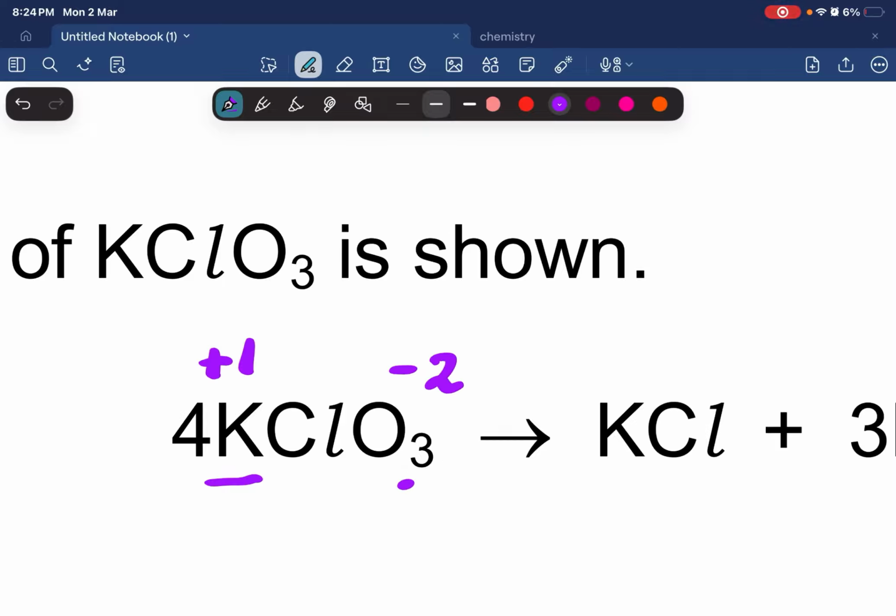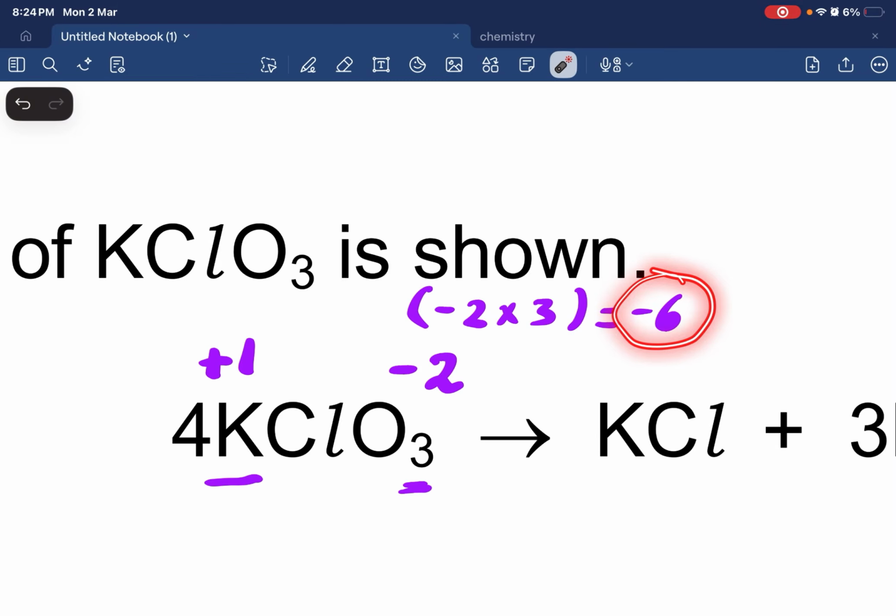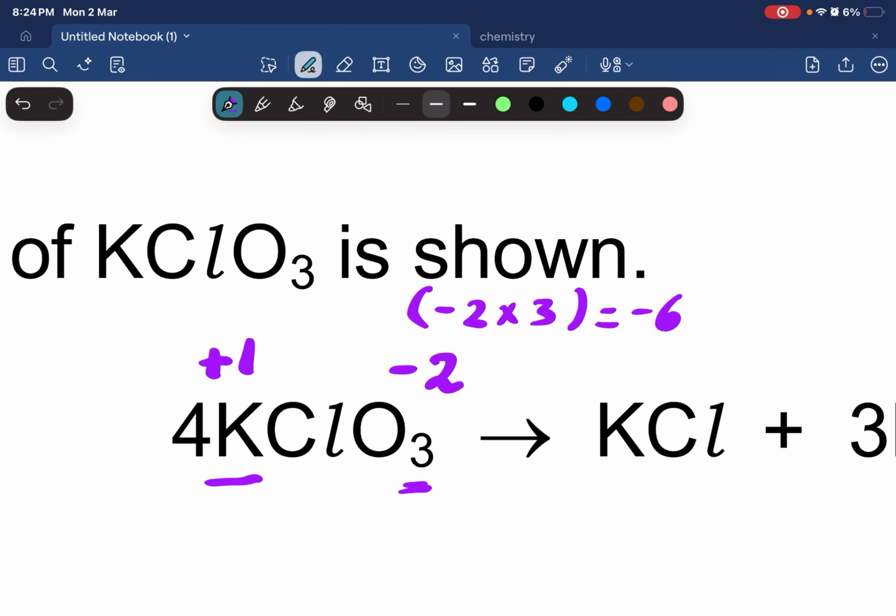And then we see there are 3 oxygens. So -2 times 3 gives me a -6. To balance out a -6, I need a +6. I already have a +1. How much more do I need on chlorine? I just need a +5 on chlorine. So that's my oxidation number of chlorine, potassium, and oxygen.